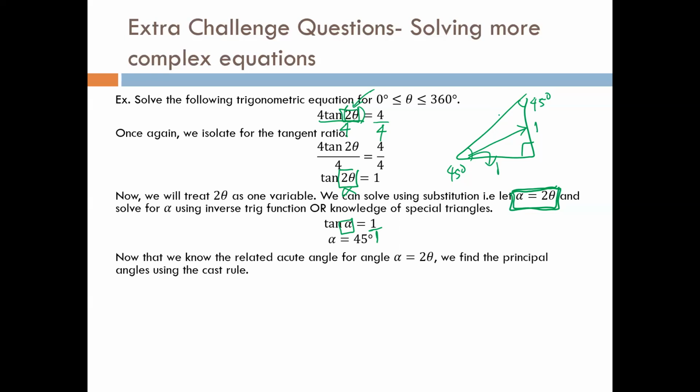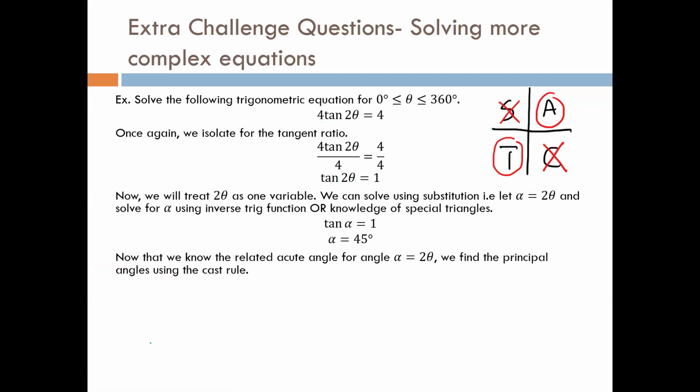Now that we know what the related acute angle is for this angle, which is 2 theta, we still have to go through the work of finding the principal angle, right? So we're not done with this question yet. So what we do next is we say, well, I know how to set my 2 principal, let me erase that here. I know that my 2 principal angles are going to be in the first quadrant and the third quadrant.